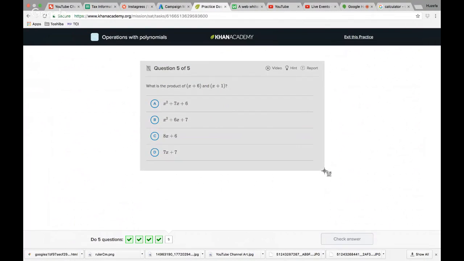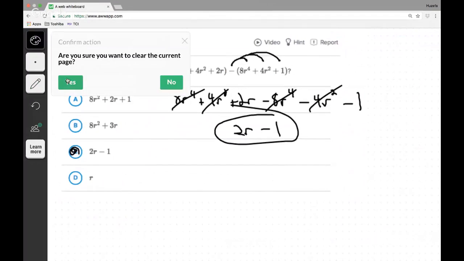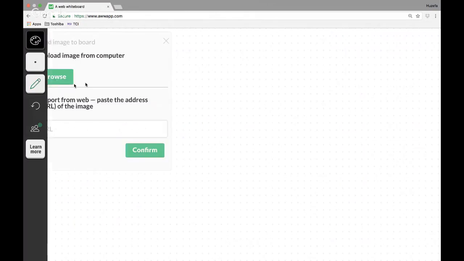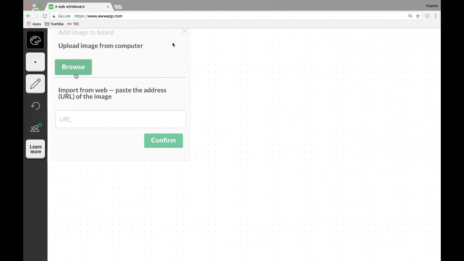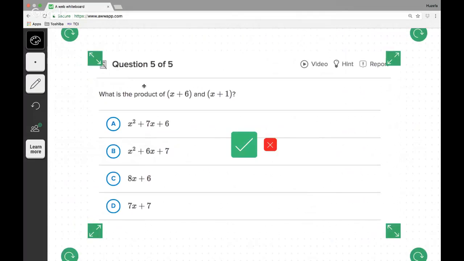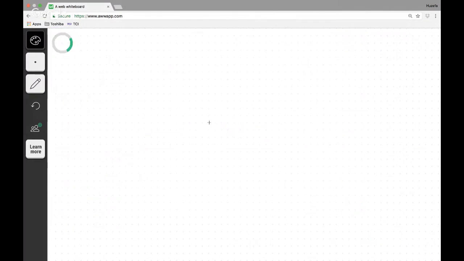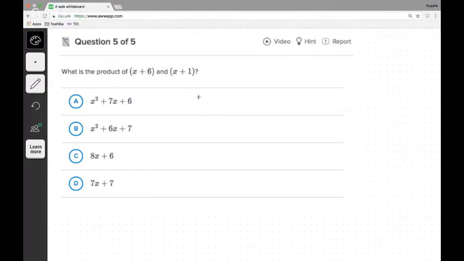Let's do this last one. Clear the board. Usually the 5th one tends to be a little bit more difficult, but let's take a look. Not always the case. All right, what is the product of the, okay, well, I don't know. It's a few more steps because now we're going to be foiling instead of just adding. So product is multiplication, of course.